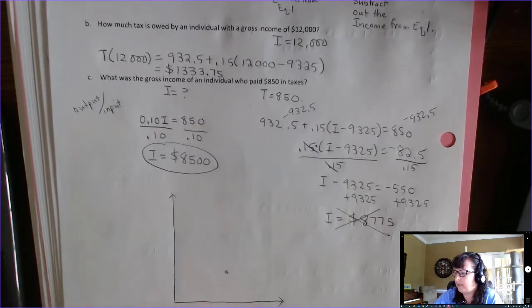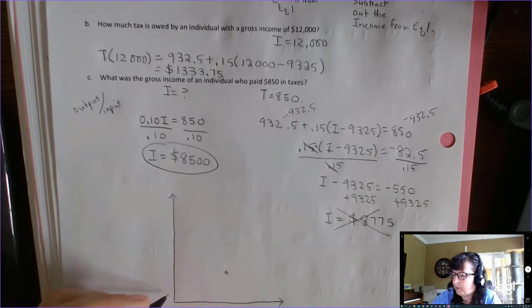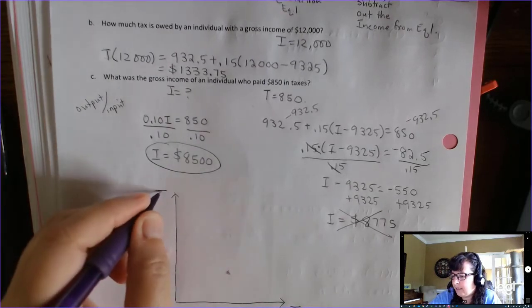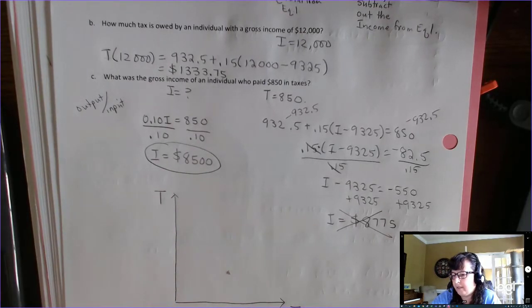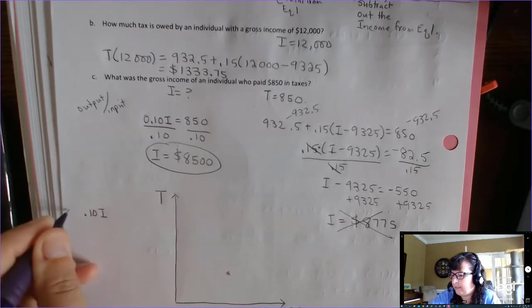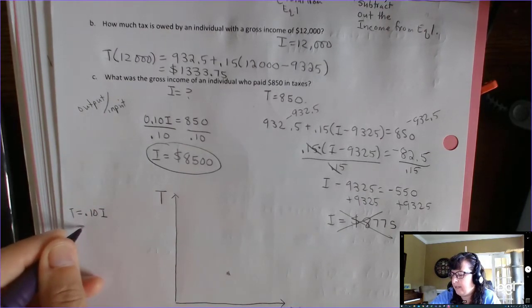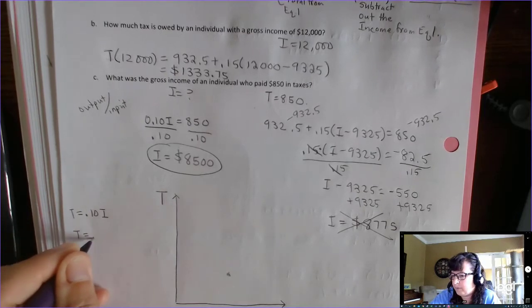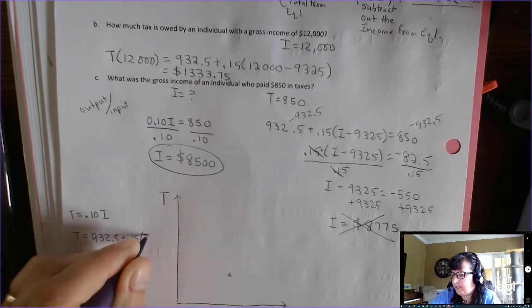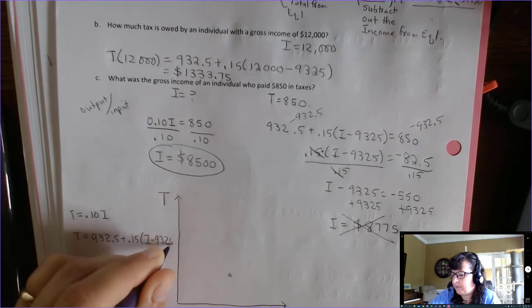So let me see if I can graph it here. So here is quadrant 1. All I need is quadrant 1 because income can't be negative and taxes can't be negative. And the first equation, T of I equals 0.10i. And the second equation, 932.5 plus 0.15 times I minus 93.25. So we can see both of them here.